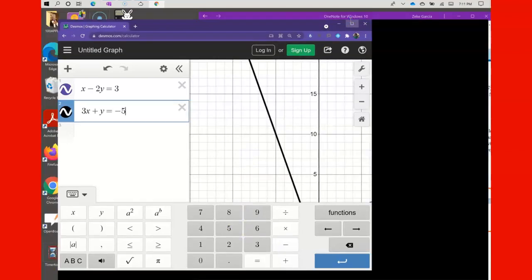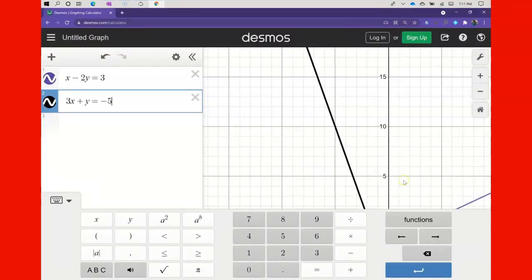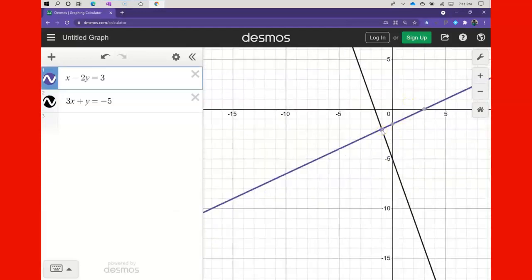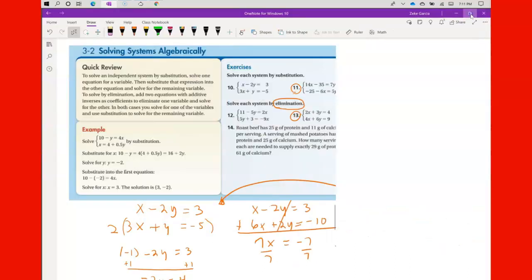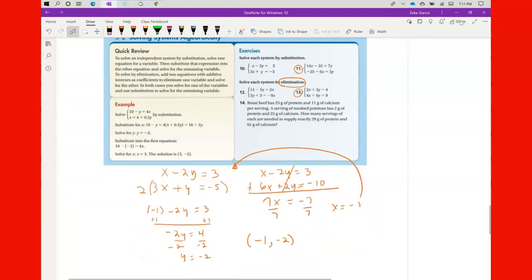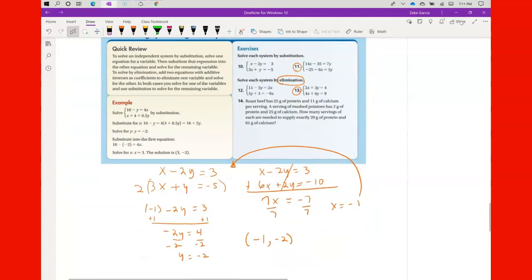Okay, so I'm going to maximize this. And where is our answer? Our answer is at negative 1, negative 2. And I think that was where we had our answer. So let me go back to it. We did have it at negative 1, negative 2.